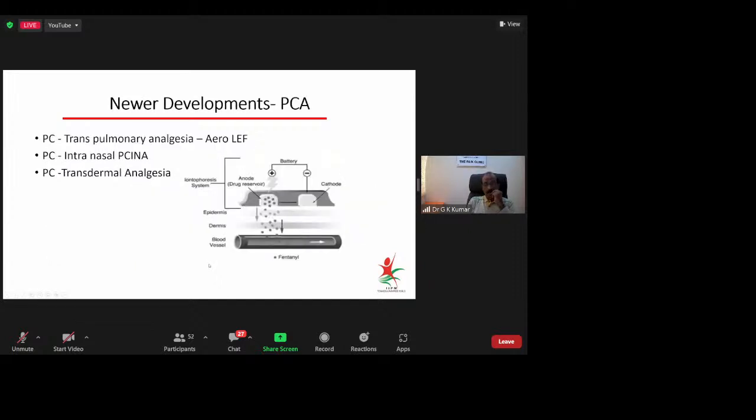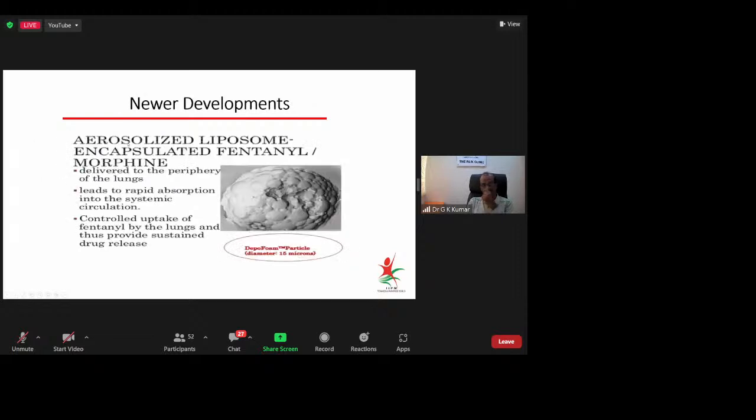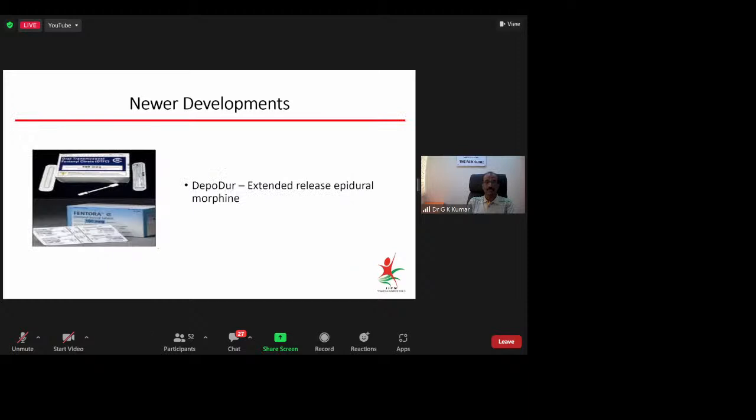So these are the longer durations of action prolonged by different methods and different kinds of deliveries: patient-controlled analgesia, intranasal, intradermal, transdermal, intravenous, and transpulmonary puffs. All of these are going to come in future to make multimodal analgesia simple. Aerosolized liposomal fentanyl and morphine may come, where just one puff will reduce post-operative pain without much complication. That is the most important thing we have to look for. Things will be easier for us if these come into clinical use.